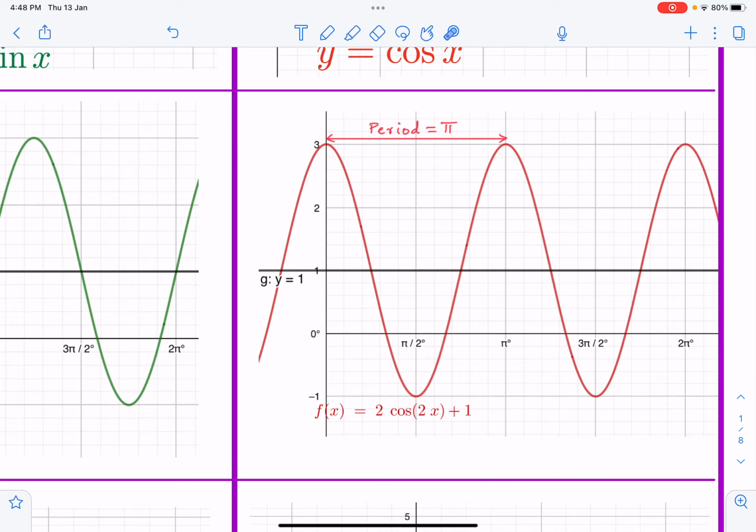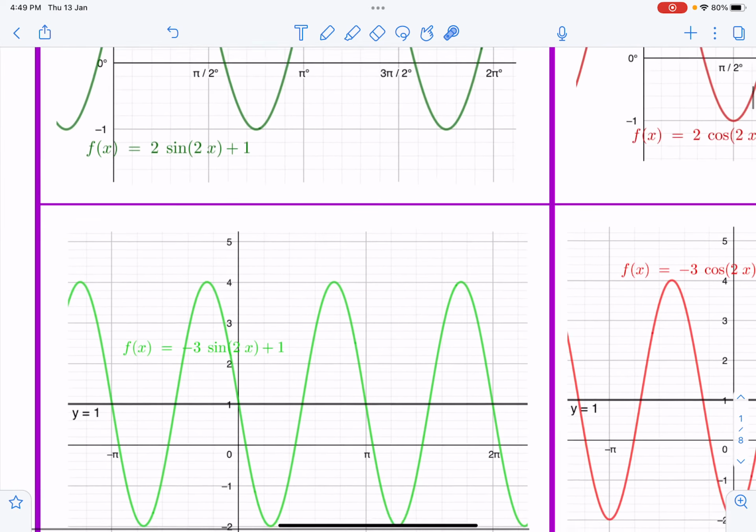The maximum is at 0 as it is always. But the minimum is at pi by 2 because it has been compressed. So its one period is from 0 to pi. And from pi to 2 pi is another period. So like that, 2 cycles have been completed in 0 to 2 pi. Now let us see another curve.